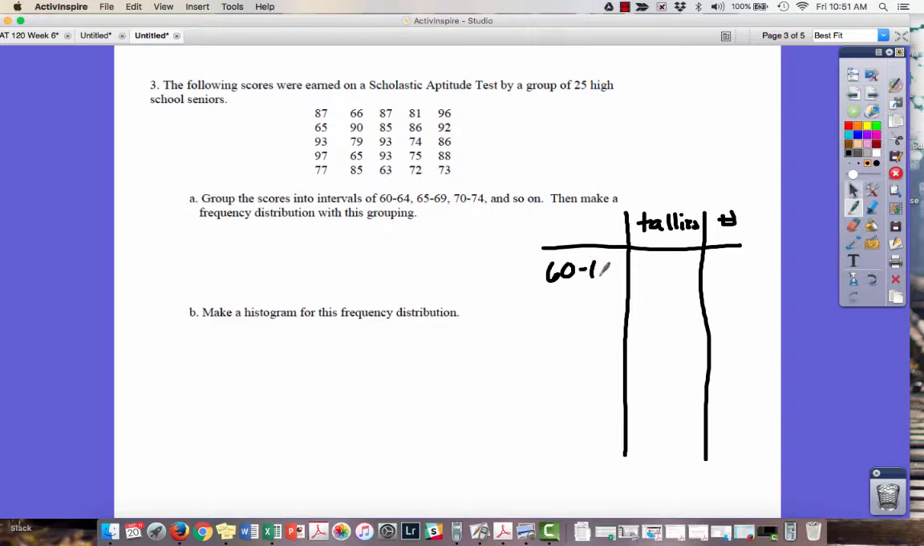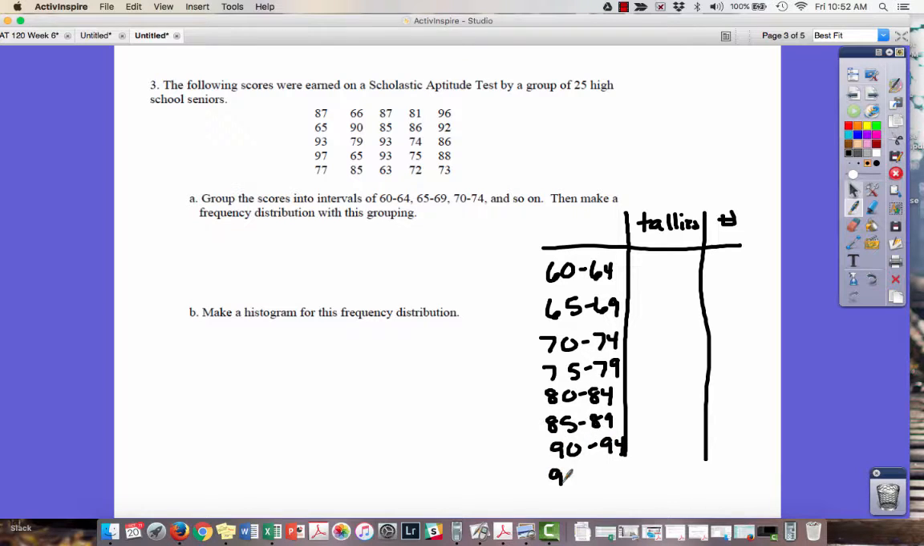So 60 to 64, 65 to 69, 70 to 74. And then we're going all the way up to, looks like 97, I think is the highest one. So I'm going to go 75 to 79, 80 to 84, 85 to 89, 90 to 94, and then 95 to 99. So basically they're giving you the groups, or the intervals that you're going to use. And then I just go through each one.